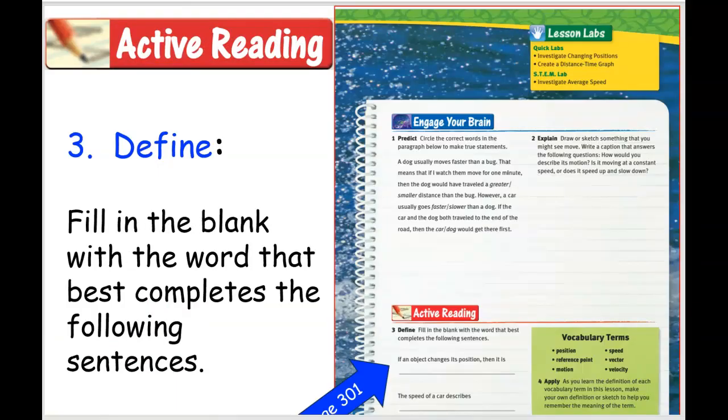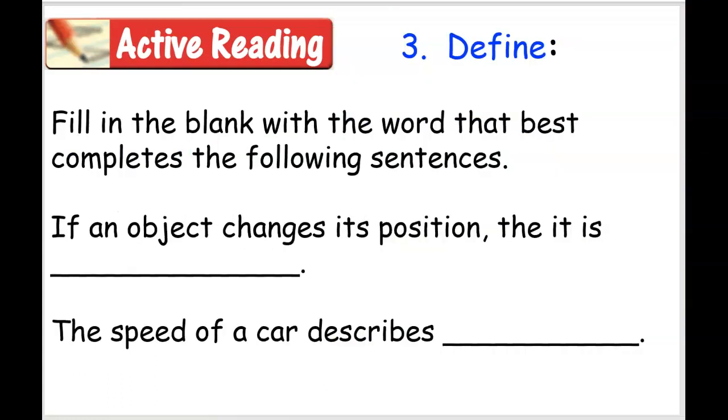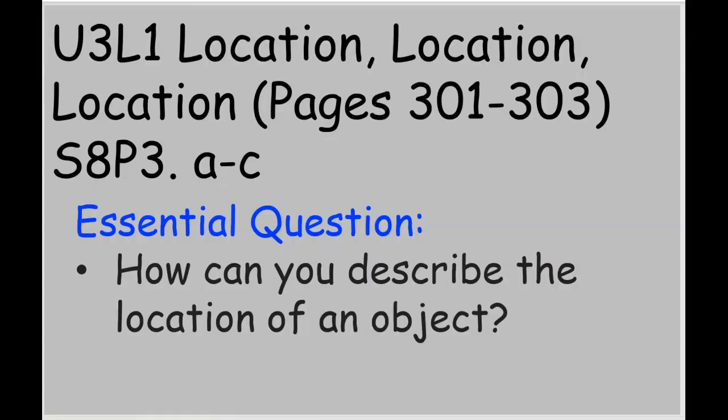Next, you have an Active Reading, and it says fill in the blank with a word that best completes the following sentences. If an object changes its position, then it is blank. The speed of a car describes blank. Hopefully by the end of the lesson, if you didn't know those 2 blanks, you'll have those down pat.